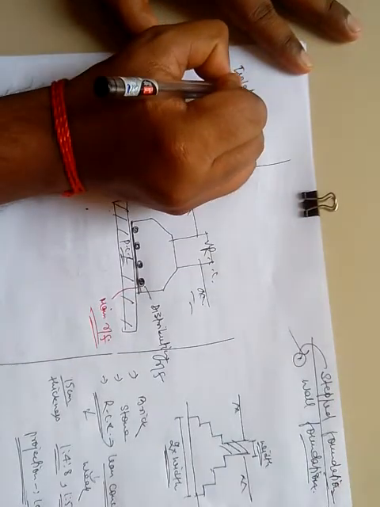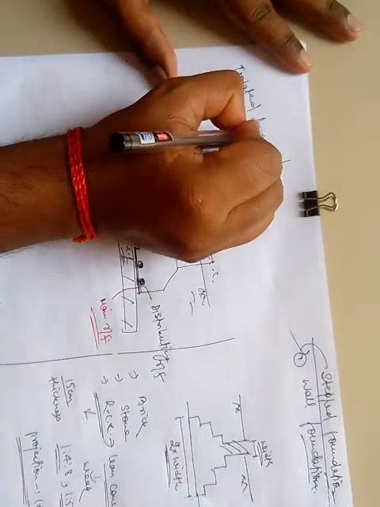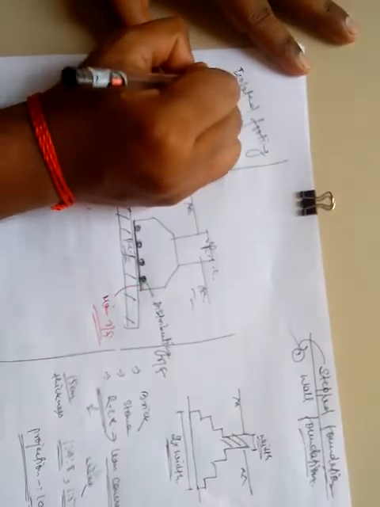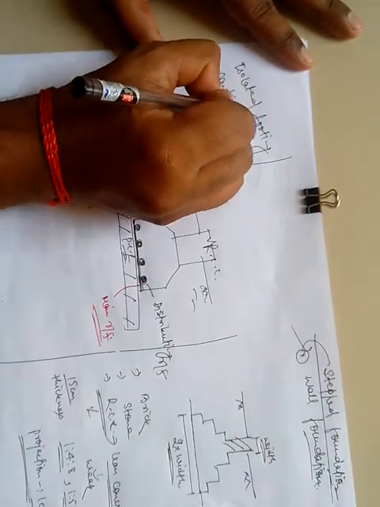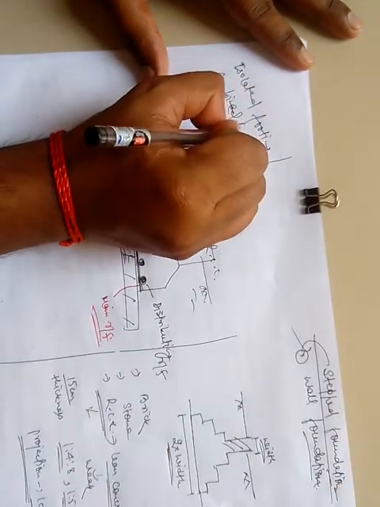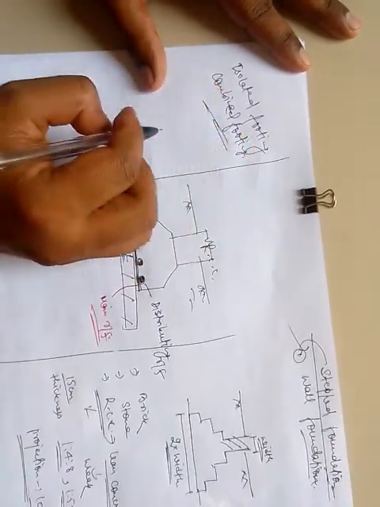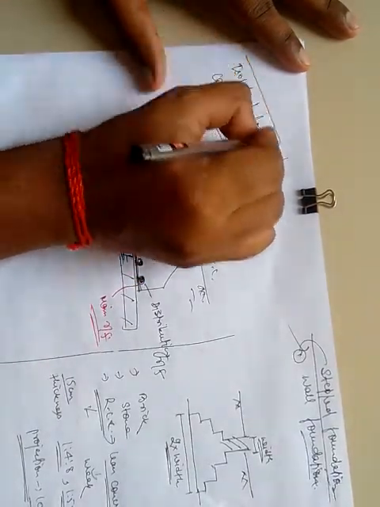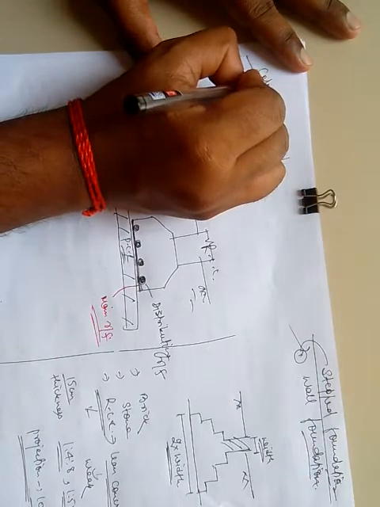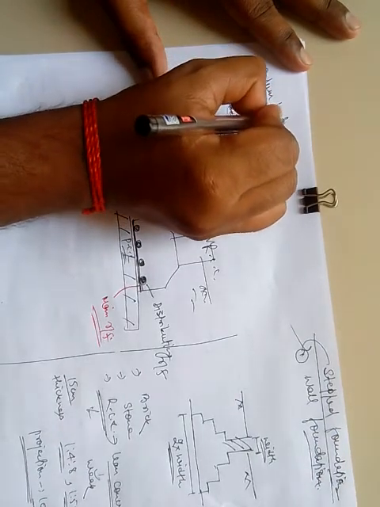And next we have isolated footing and combined footing. These may be called column footing.